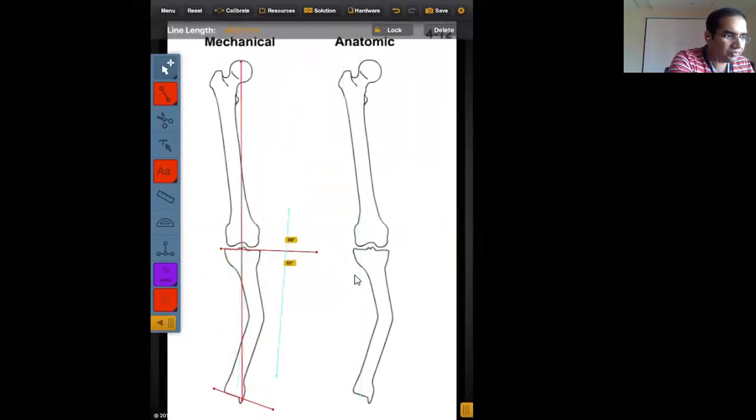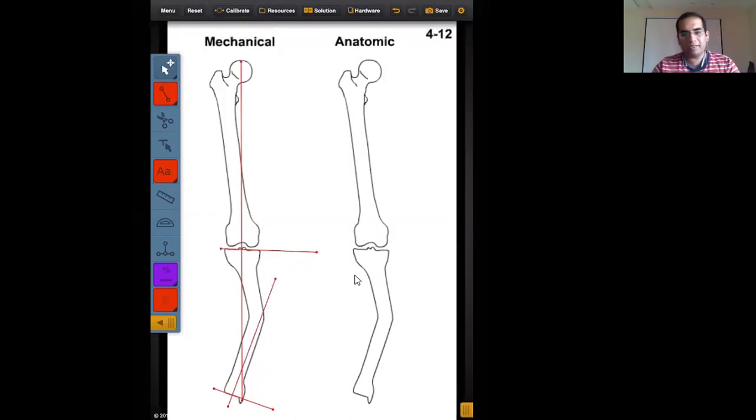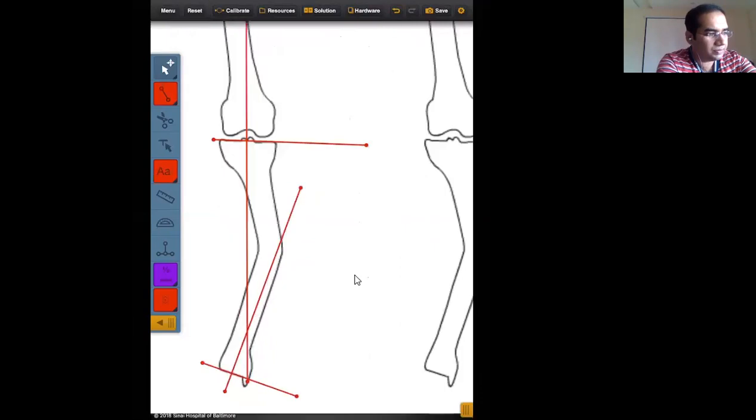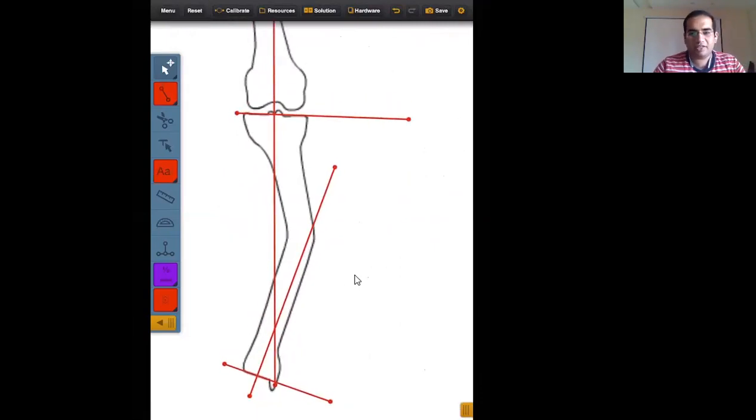This is your reference line for proximal tibia, 88 degrees, and then you will draw your reference line of distal. There you go. This has given you the CORA. And now, as you can see in this, does this CORA correspond with the apex of the deformity?